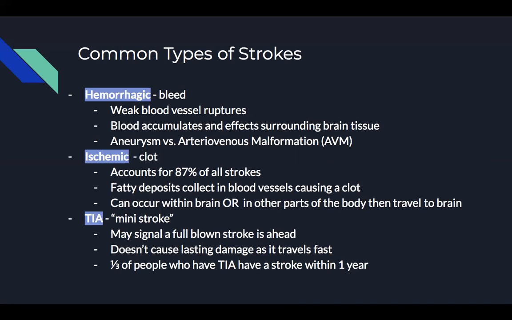And the last is going to be TIA. That's a mini stroke. This can signal that a full-blown stroke is ahead, so it's kind of like a warning sign. It doesn't cause any lasting damage because it travels so fast. And a third of the people who have a TIA will have a stroke within 1 year. So it's just, like I said, a warning sign.